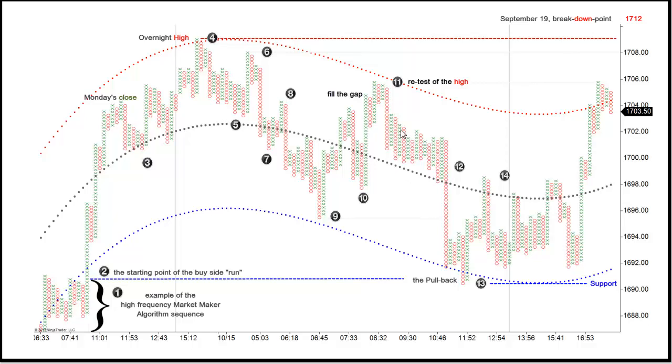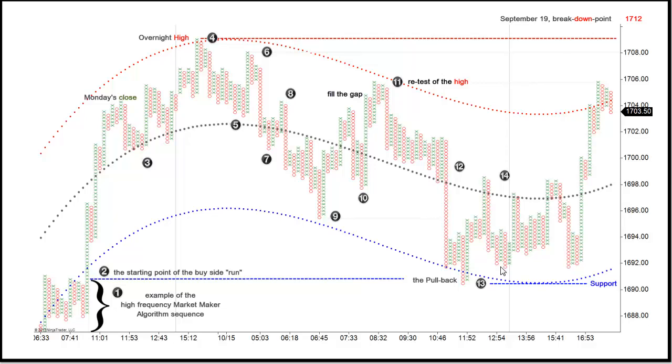During the high-frequency market maker sequence, a sell-side bias developed, and the S&P traded down below the opening range low at 1696 and pulled back to the starting point of Monday's buy-side rally. The pullback to 1690 held support, and the S&P auctioned back up to the price level where the initiated selling had developed during the high-frequency market maker sequence. S&P futures traded back and retested the low and held support at the low.